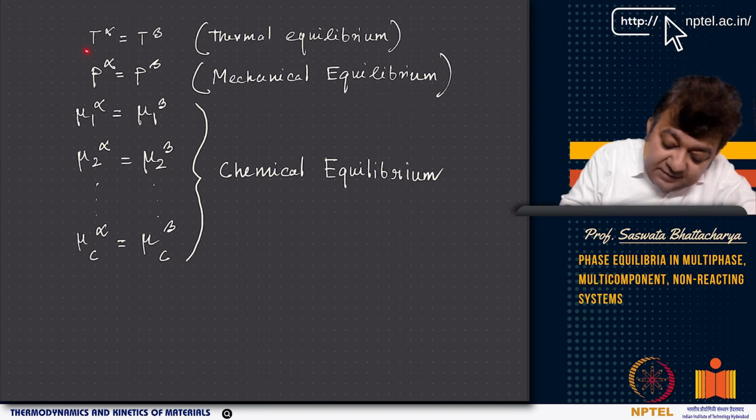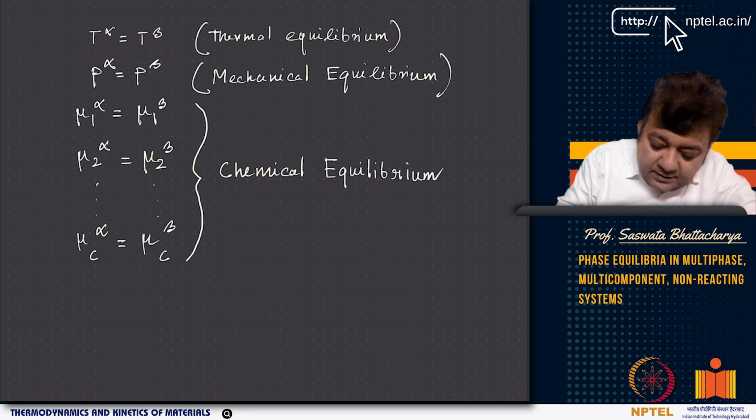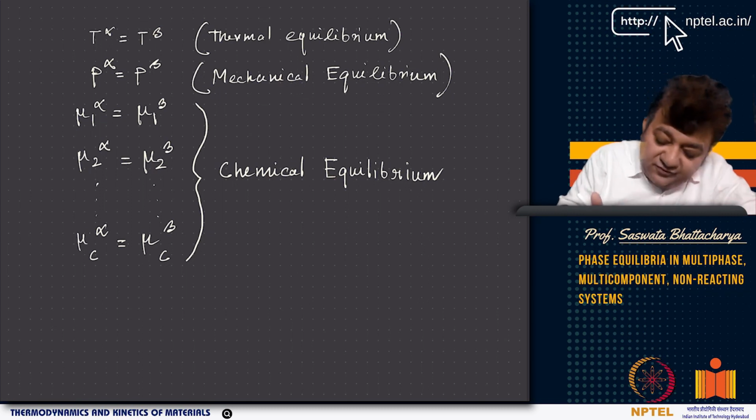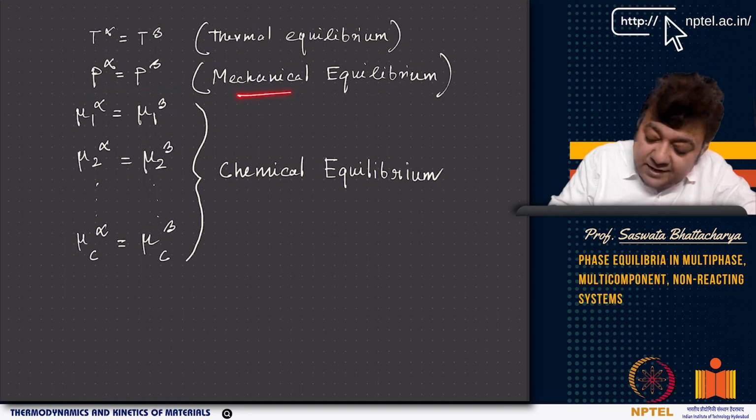We arrive at the same equilibrium conditions between phases. That is, between phases, if heat transfer is allowed, you will have T alpha equal to T beta. If volume redistribution is allowed, that is, the phase boundary is allowed to move, then you will have P alpha equal to P beta at equilibrium, which is called mechanical equilibrium.